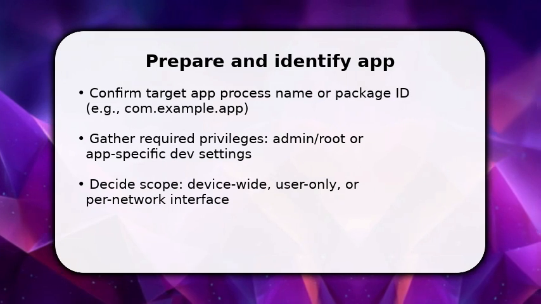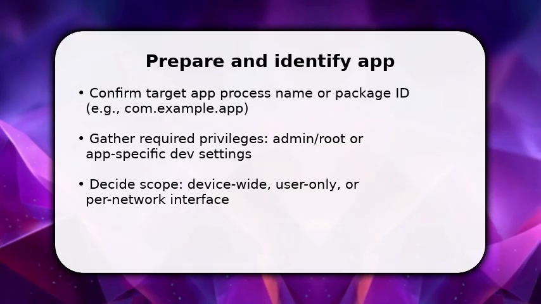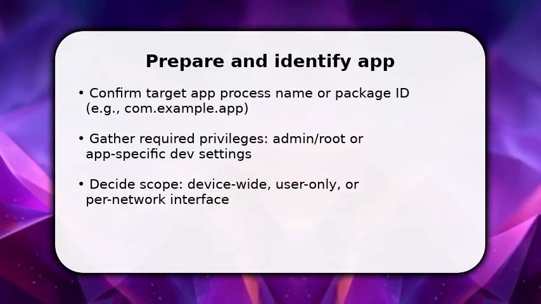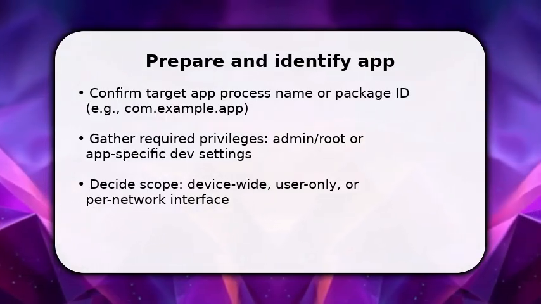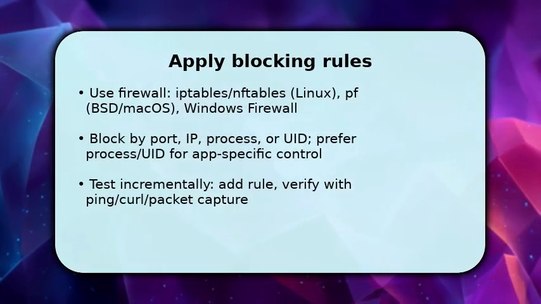Once identified, keep the app running so you can test rules live. Now implement the blocking rules. On Linux, add iptables or nftables rules. On macOS, use pfctl. On Windows, configure outbound rules in Windows Firewall.